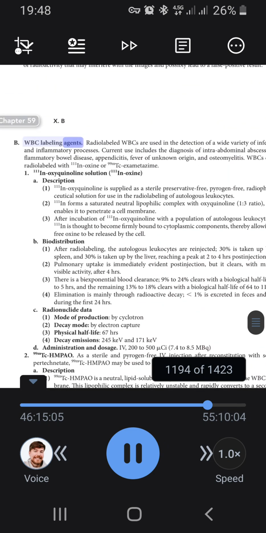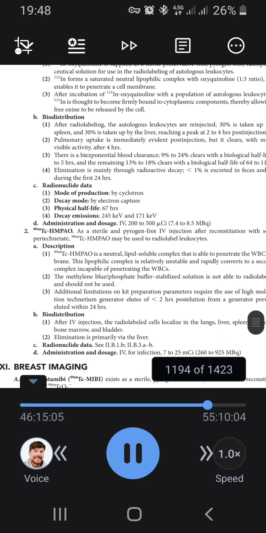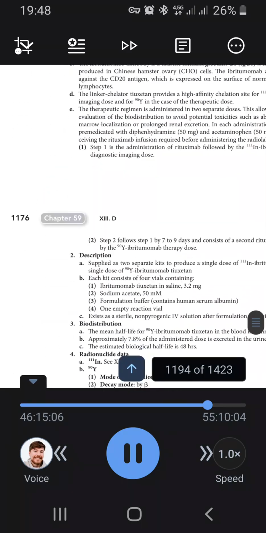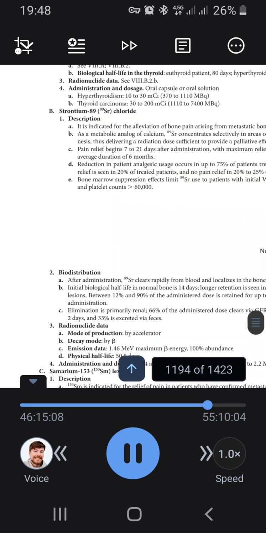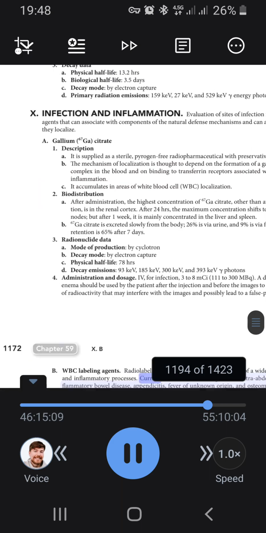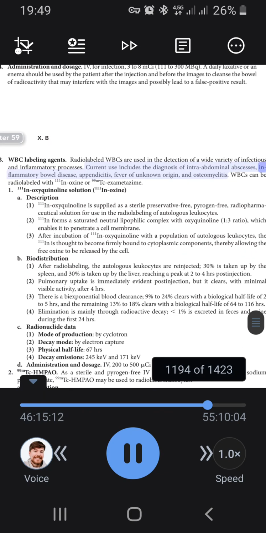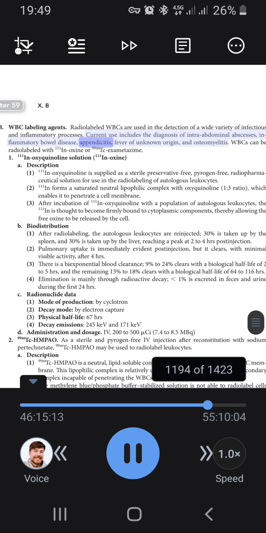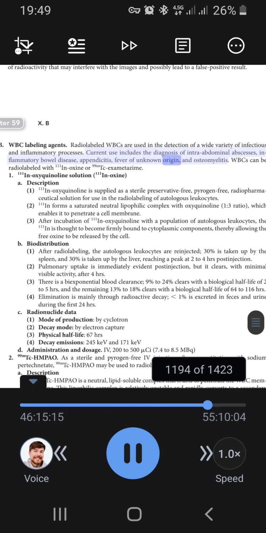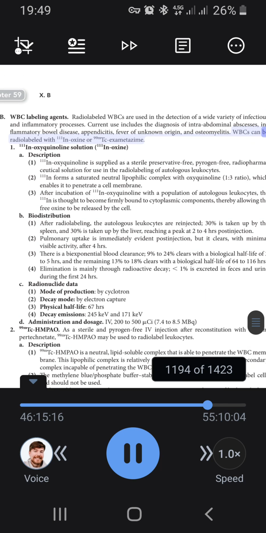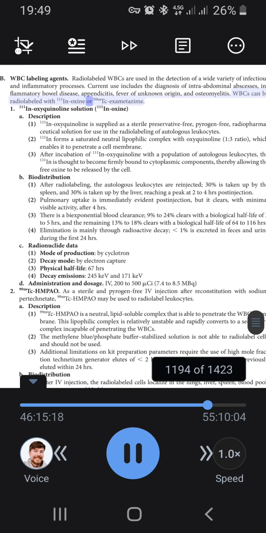B. WBC labeling agents. Radiolabeled WBCs are used in the detection of a wide variety of infectious and inflammatory processes. Current use includes the diagnosis of intra-abdominal abscesses, inflammatory bowel disease, appendicitis, fever of unknown origin, and osteomyelitis. WBCs can be radiolabeled with 111In-oxine or 99mTc-hexametazime.